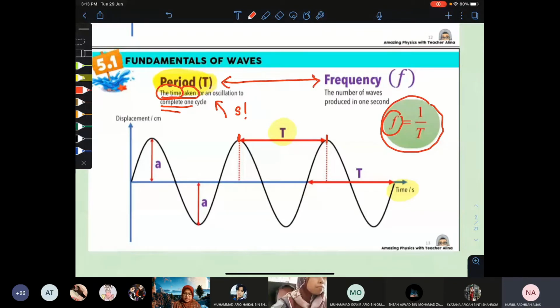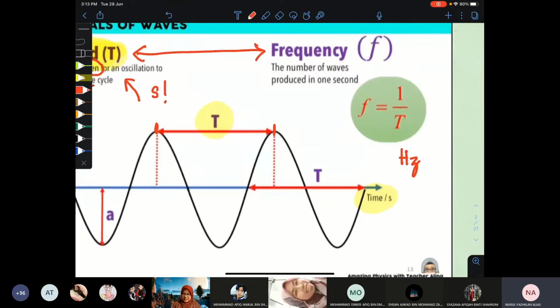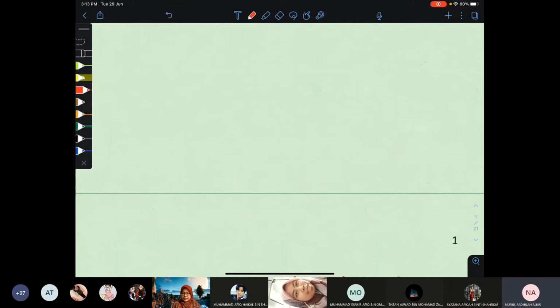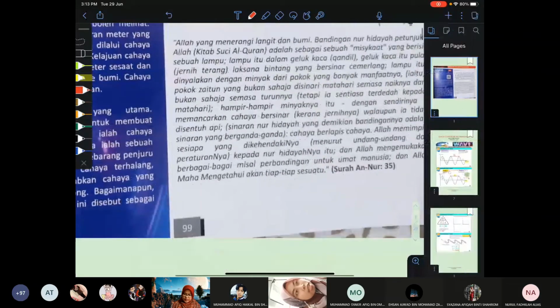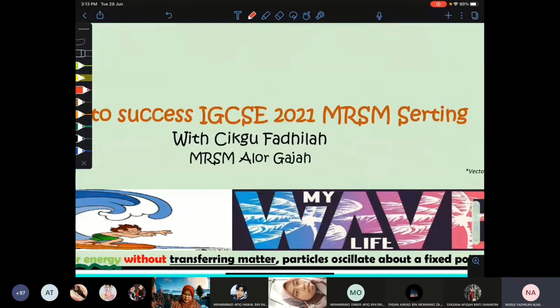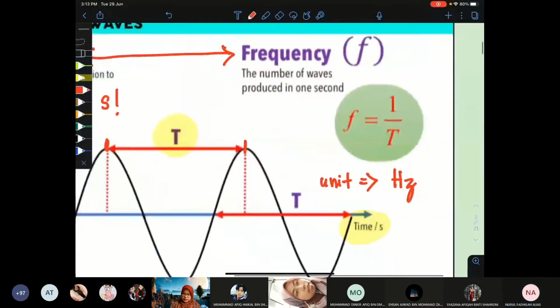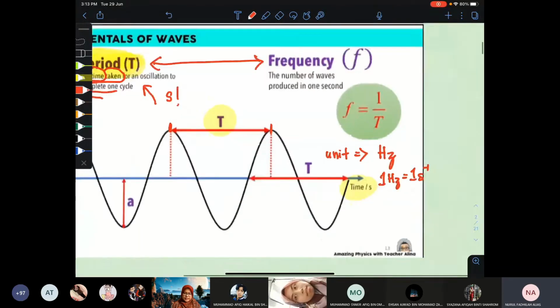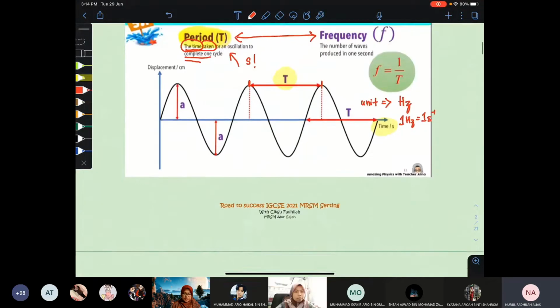So frequency, what's the unit? Anyone? Hertz. Yes. Well done. So the unit for frequency is hertz. So you need to know 1 hertz equals to 1 per second. So this is the fundamental. Don't confuse about period and frequency.